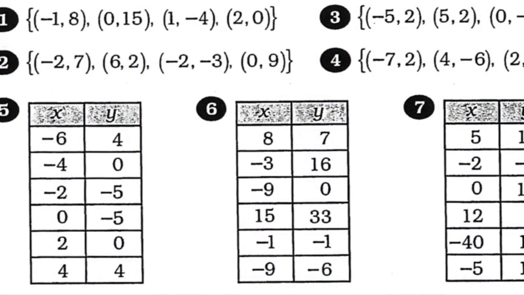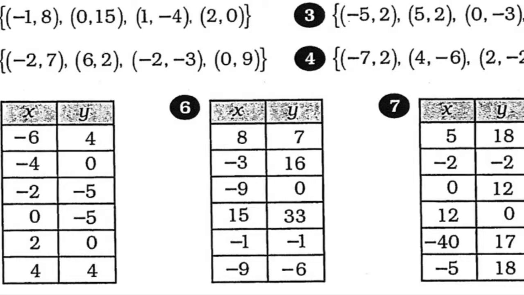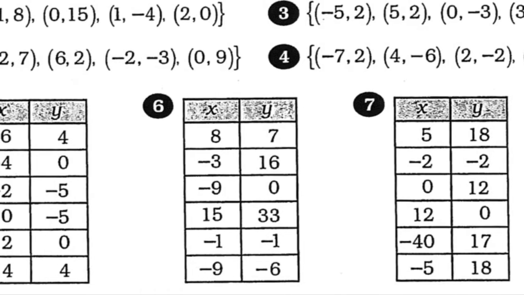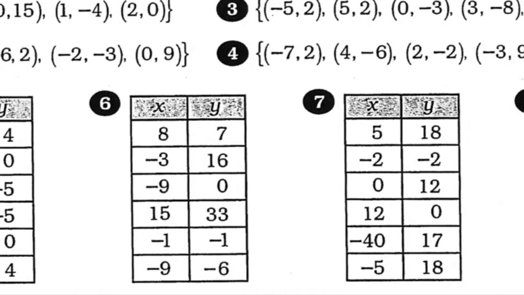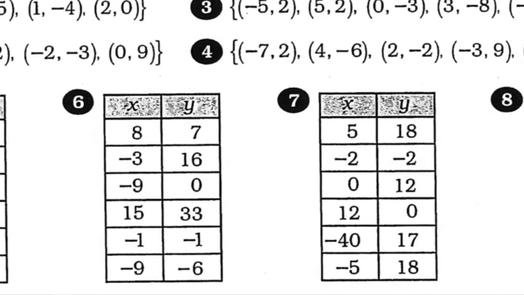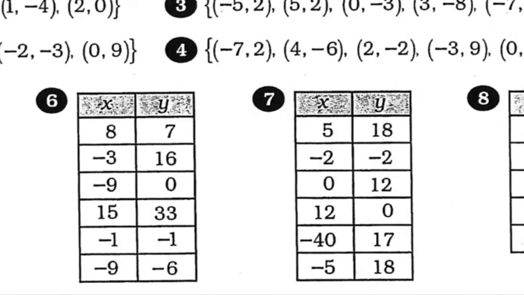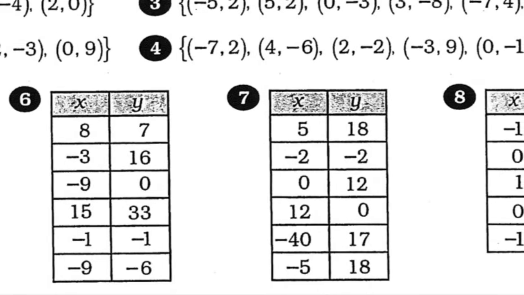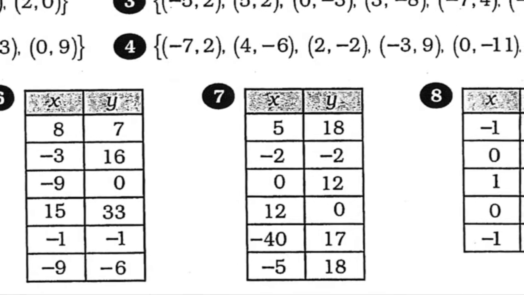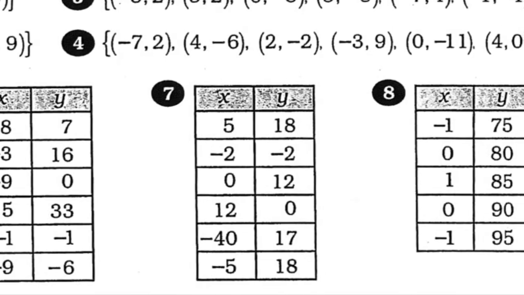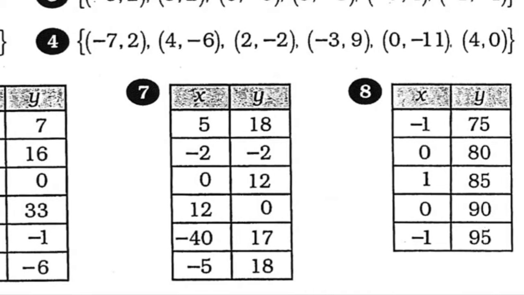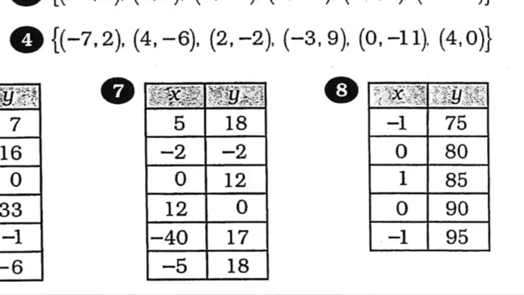The next question is, how do I decide whether it is a function or not? If they provide it to you as a set of ordered pairs like you see here, you look at the x values to make sure that the x values do not repeat. If you look at number 7, you will see that your x values are 8, -3, -9, 15, -1, and -9. You repeat the -9 twice, so therefore that is not a function. Whereas in number 7, your x values are 5, -2, 0, 12, -40, and -5. None of those values repeat, so that is a function.